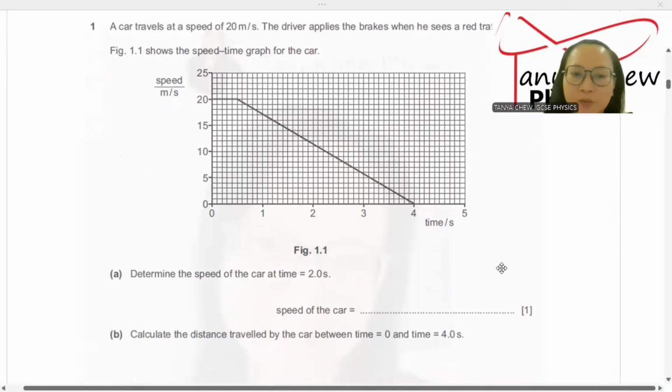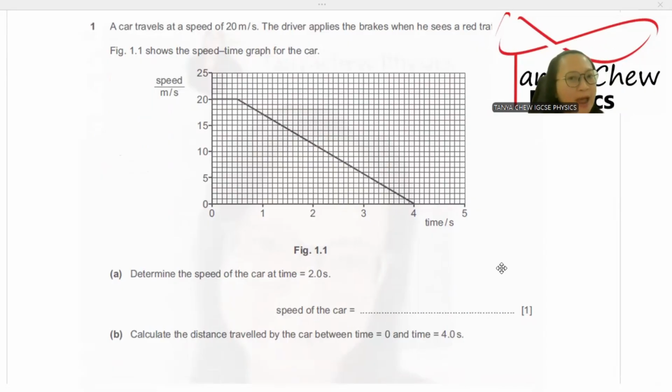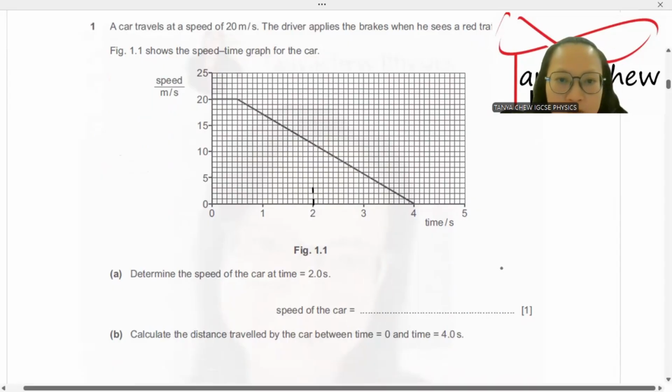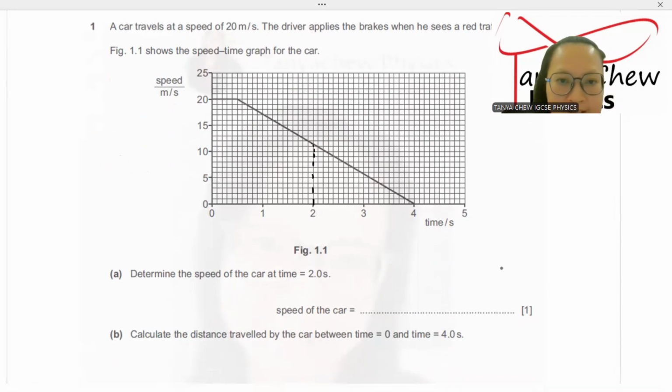A, determine the speed of the car at time equals to 2 seconds. Now you look at your x-axis because the time is at the x-axis. Where's my 2 second? 2 second is here. So 2 seconds and go to your y-axis. What is the value on the y-axis? It is the middle between the boxes here. Okay, so I get the value here. This is 10, this is 11, this is about 11.5. So I'm going to put it as 11.5 meter per second.